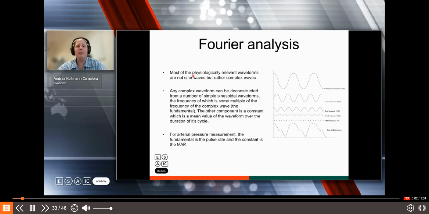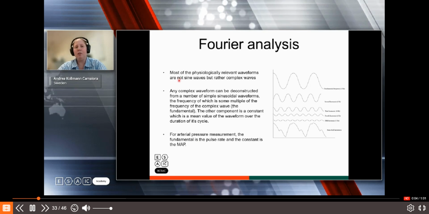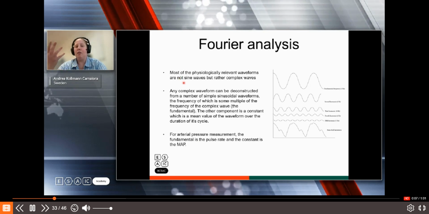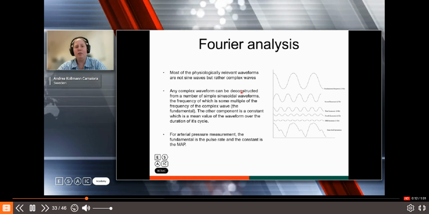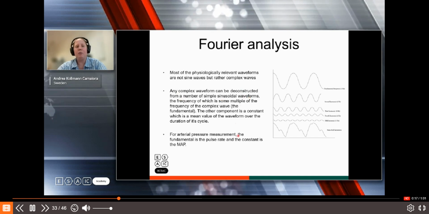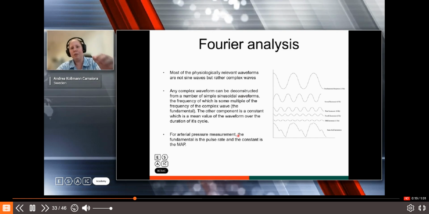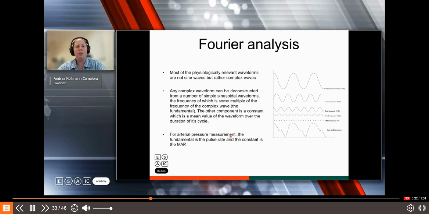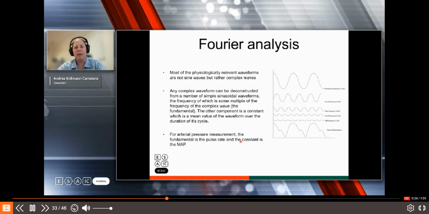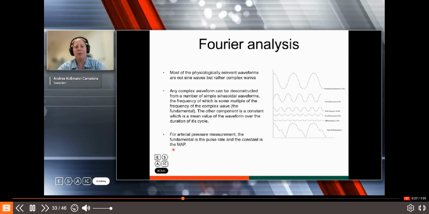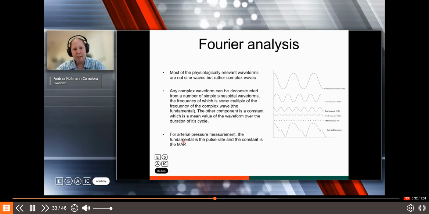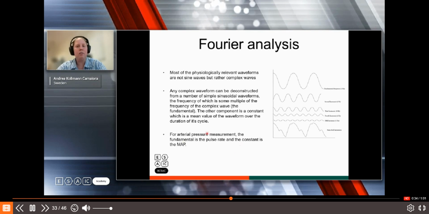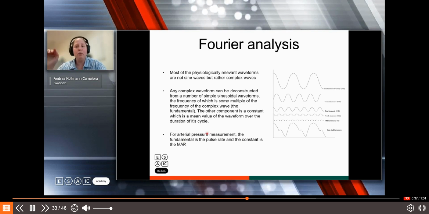So the Fourier analysis, as I told you, the wave is just not one wave, it's a complex of waves, and any complex waveform can be deconstructed from a number of simple sinusoidal waveforms, and then you obtain the frequency of each, then you join them together, and then for the arterial blood pressure, the fundamental is the pulse rate and the constant is the MAP. So this is what's needed for the analysis. Do you need to know this? I don't think this will come in the exam, the fundamental and the constant. I don't think so. It might, but the Fourier analysis, yes.